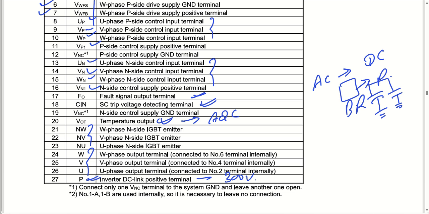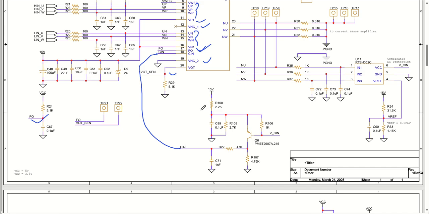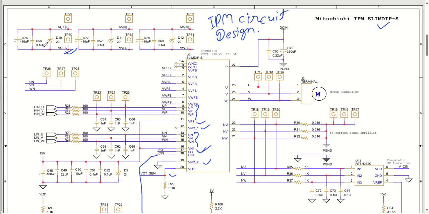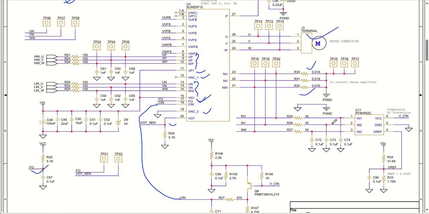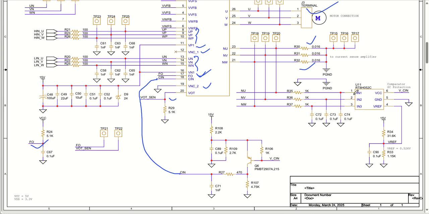All right, so now I hope you have a good understanding of this particular system circuit that we have designed. We have VUFB, VVFB and VWFB. Similar to that, we have the input PWMs. We have the output terminals connected to the motor. We have the current sense resistor connected here. Then we have the comparator for short circuit protection, and we have the fault signal outputs and everything.